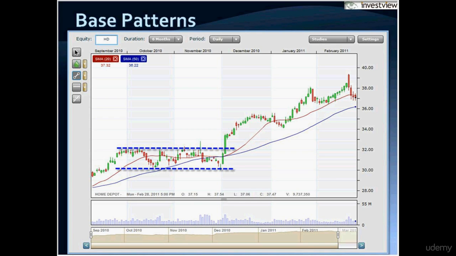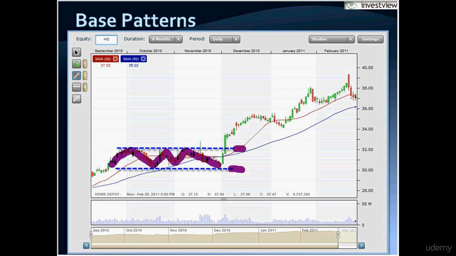We're going to start with the bases. There's a couple of different types of bases. We're just going to start with the standard, which is more of a sideways pivoting back and forth. So it's like a trading range. You just keep bouncing between two price points. And there's pivot points. So resistance is up here around 32. Support is down there around 30. And it's in that ballpark, right? It's not an exact number, but it's in that range. That is a sideways base.